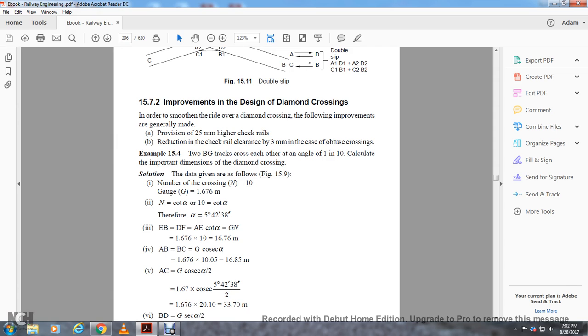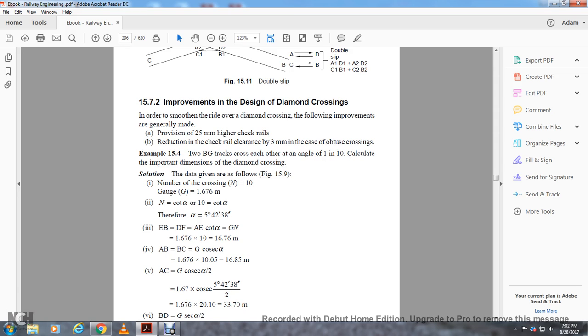EB is equal to DF, and AE cotangent A is equal to G. 1.676 times 10 is 16.76 meters. BC is equal to G cosecant A, which is 1.676 times 10.05, or 16.85 meters.